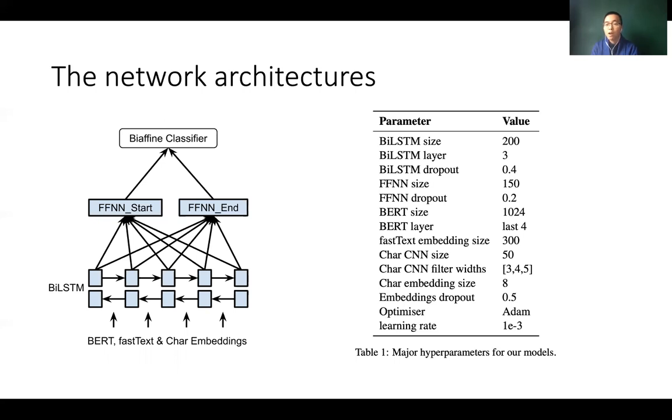A biaffine classifier is initially used by the dependency parsing to create a scoring matrix between each of the individual words. It's kind of like a matrix. So I will show this in the next slides. The right-hand side is just the detailed parameters we used in our model, and it also can be found in our paper as well.